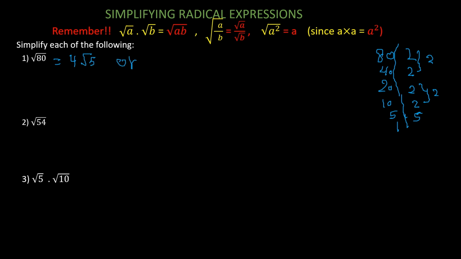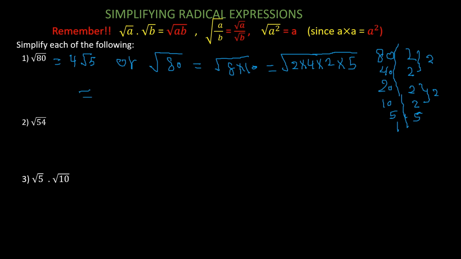Or you can do it like this. The square root of 80 equals the square root of 8 times 10, which equals the square root of 2 times 4 times 2 times 5. In this case, we know that these are two 2s, so we take one. And the square root of 4 is 2 also. So 2 times 2 equals 4, so it's going to be 4 square root 5.